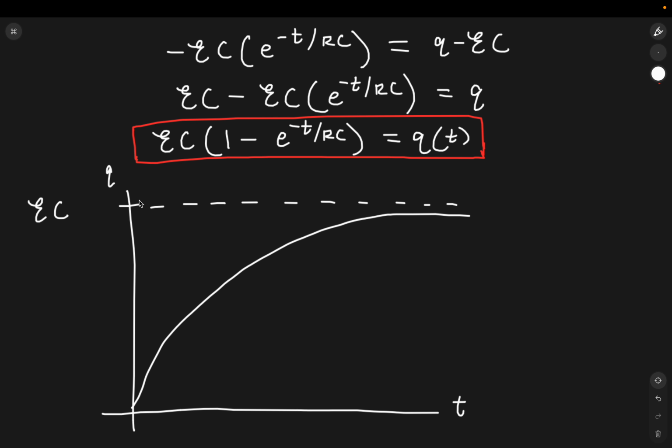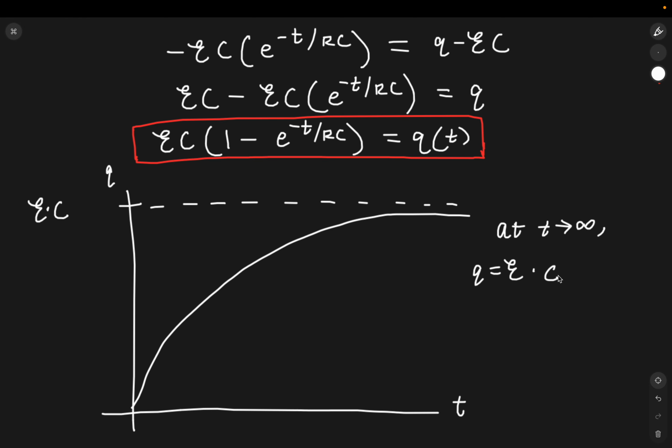Our asymptote is going to be at E times C. So basically, the charge is always going to approach E times C, but never quite reach it, but at time equals infinity, we assume that the charge inside is E times C.